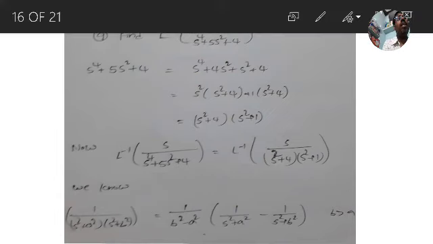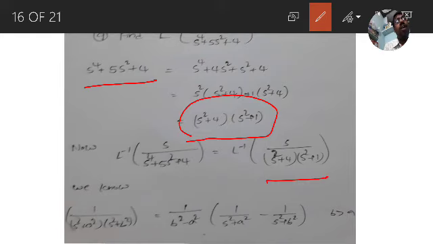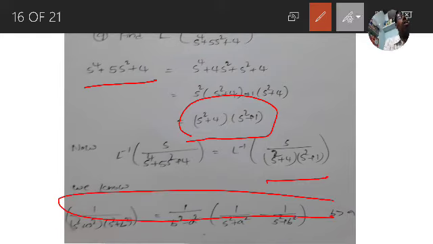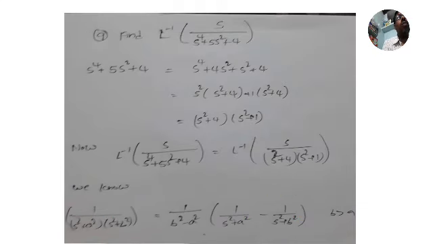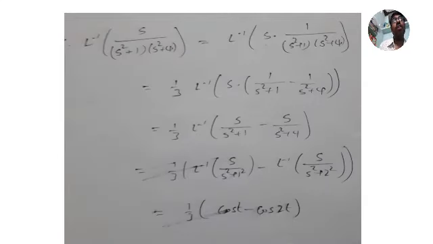So what we did here, we converted the fourth degree expression into a product of quadratic factors, and we are using the same formula. Let us go to the next slide. What you did here, you see, you take s outside, 1 by s square plus 1 into s square plus 4. Now apply the formula. After applying the formula, 4 minus 1 means 3. 1 by 3, L inverse of s into 1 by s square plus 1 minus 1 by s square plus 4.